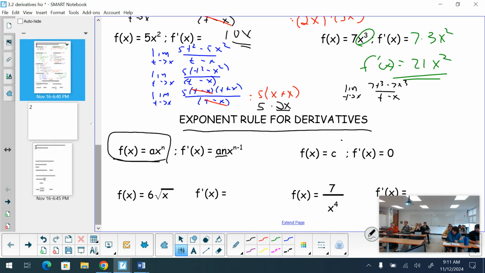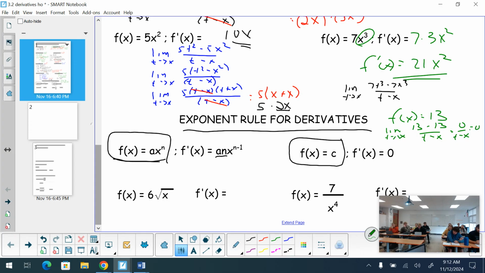The other thing to take a look at is the derivative of a constant. Let's say f of x is equal to 13, a constant. Well, if I take the limit as t is approaching x of f of t, which is 13, minus f of x, which is 13, over t minus x, I get 13 minus 13, which is 0, over t minus x. 0 divided by anything is still going to give us a value of 0.